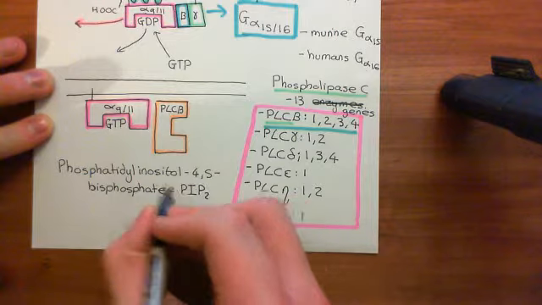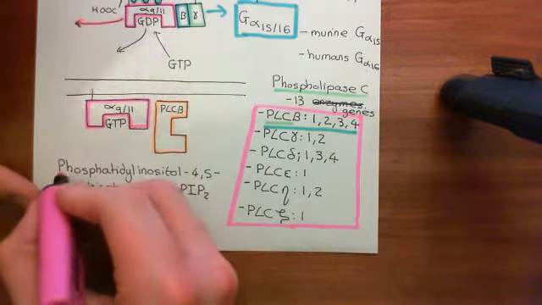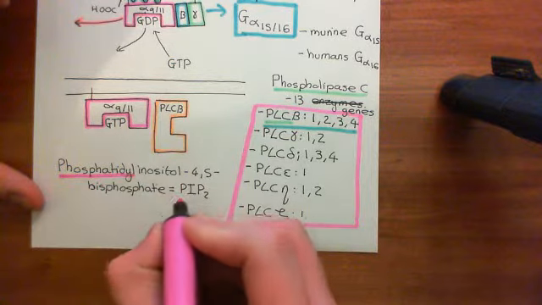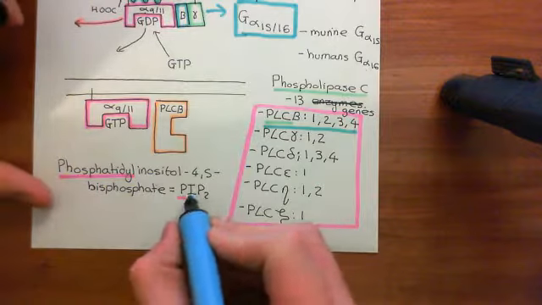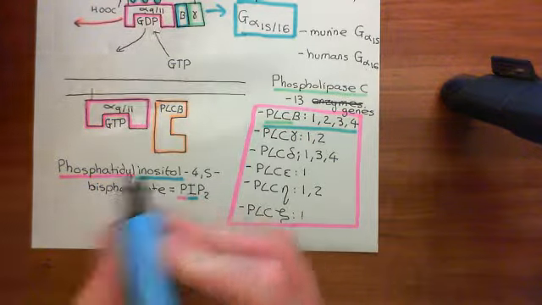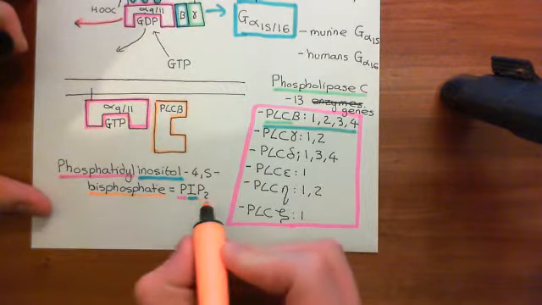Okay, so P for phosphatidyl. Okay, I'll highlight this up. So P here is for phosphatidyl. Okay, the I is for inositol. Okay, and then the P2 is for bisphosphate.